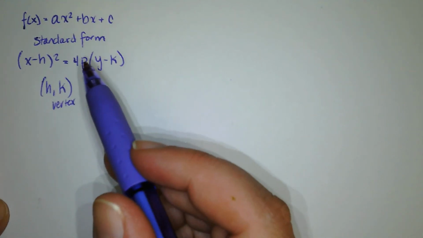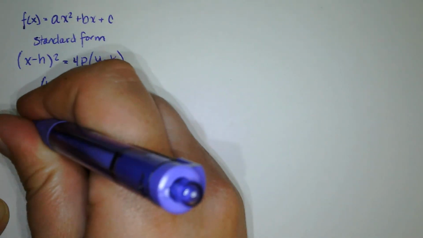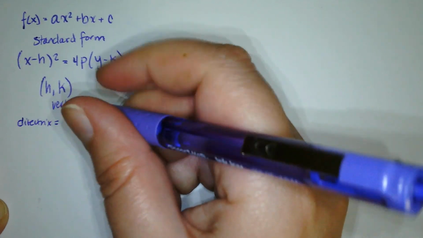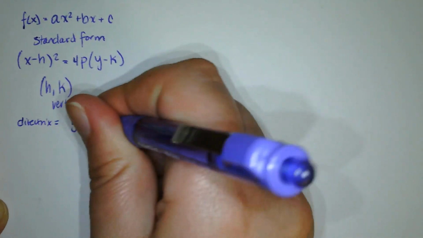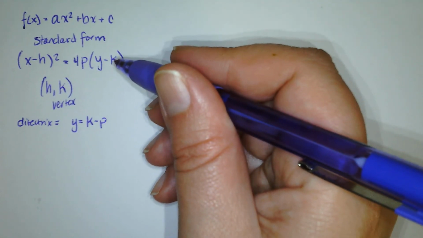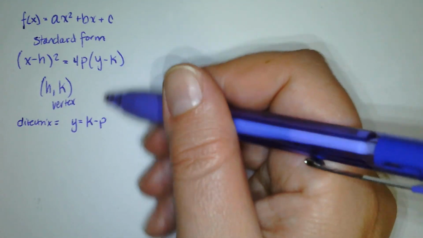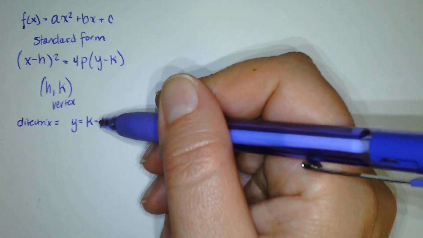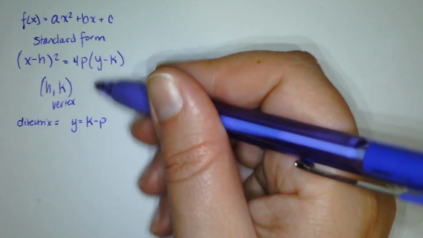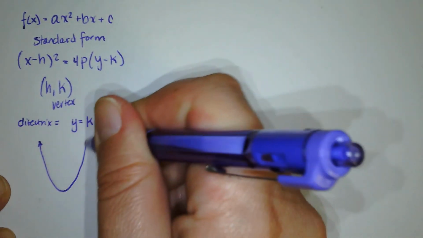And then this p value has to do with the directrix. So the directrix is y equals k minus p, because k is the y value of the vertex, so it's saying p units below the vertex will be the directrix. And if we wanted to find the focus, we'd do k plus p. We'd add the p value. And this is for a parabola opening upward like that.